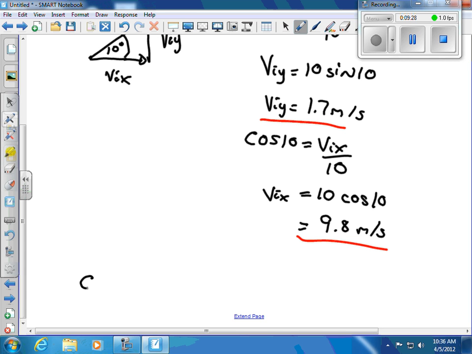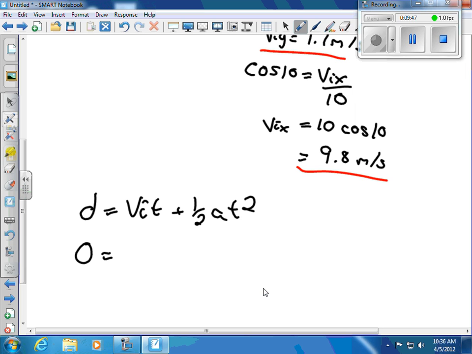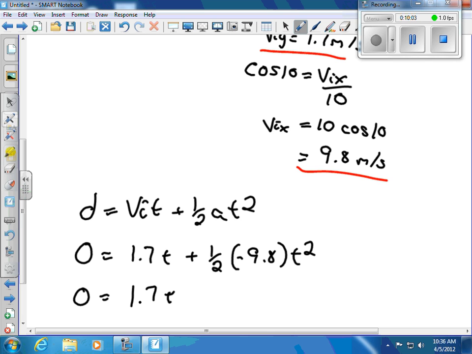So if we use our formula, displacement equals initial velocity times time plus one half acceleration times time squared. The initial velocity is 1.7 meters per second, and that's what we're using. So 0 equals 1.7t plus 1/2 times negative 9.8 t squared. 0 equals 1.7t minus 4.9t squared.